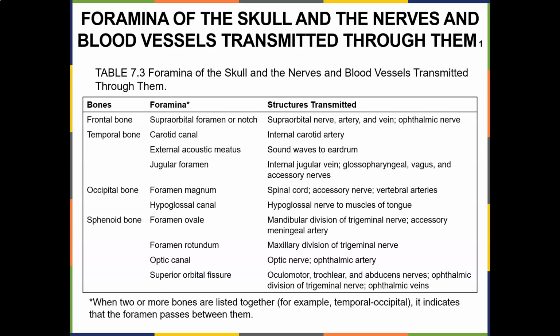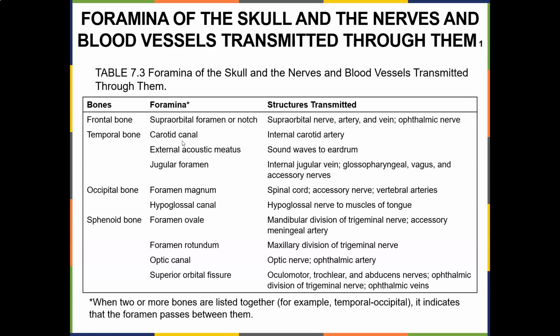here's the foramina of the skull and the nerves and blood vessels that are transmitted through them. So knowing which bones and then knowing which structures go through them is important. So if you look at the frontal bone, you have a supraorbital foramen or notch. Well, what's going to go through there? Well, the supraorbital nerve, artery, and vein, and an ophthalmic nerve.